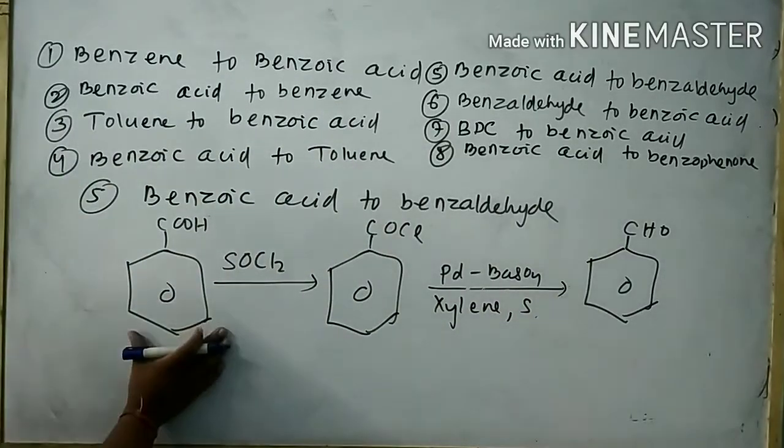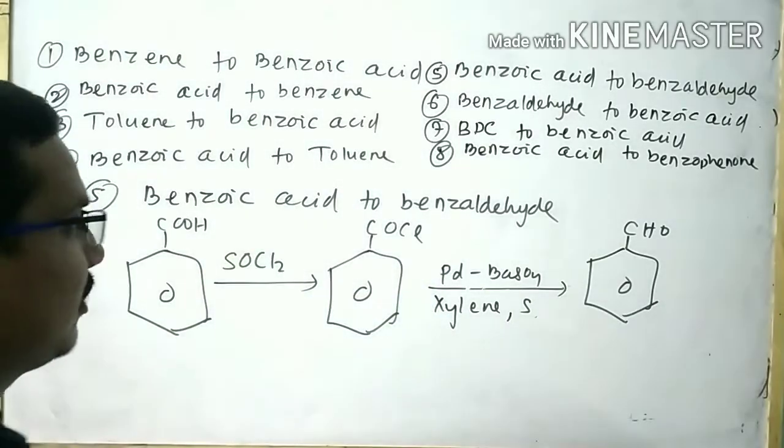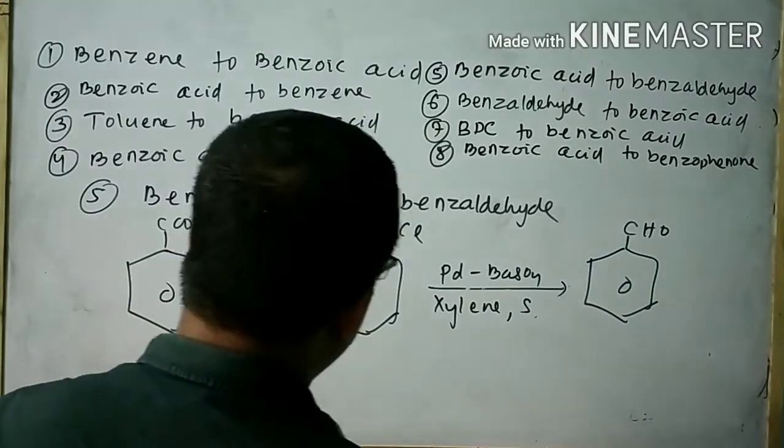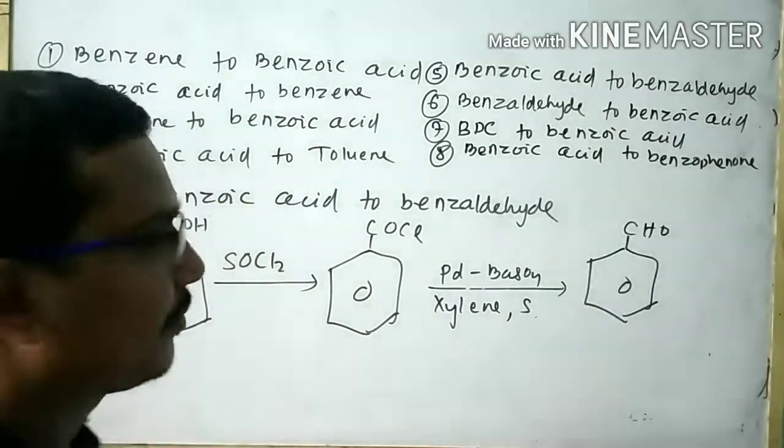Again, I will repeat: benzoic acid is subjected to reaction with SOCl2. Then benzoyl chloride is formed. Benzoyl chloride is subjected to Rosenmund reduction. Benzaldehyde is formed.